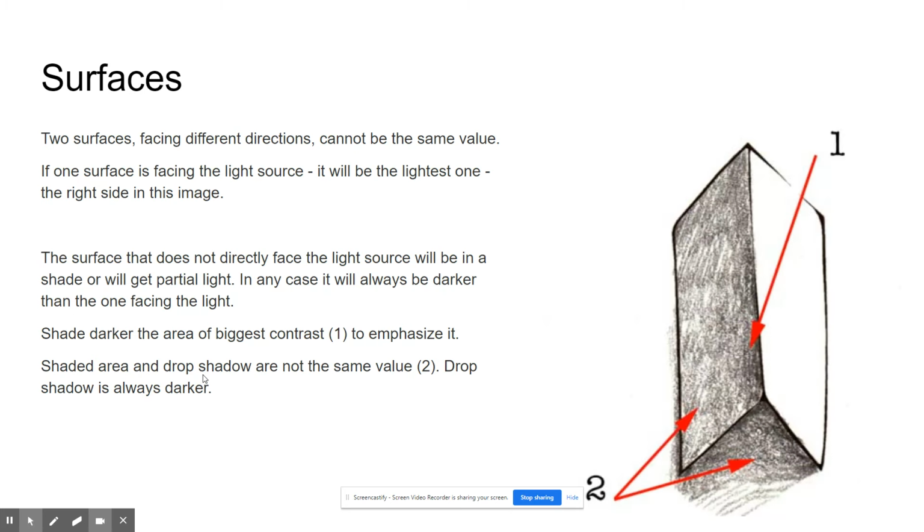So let's talk about the surface. Two surfaces facing different directions cannot be the same value. As you see over here, these are not the same value because they are facing two different directions. One surface is facing the light source over here, and it will be the lightest one. The surface that does not directly face the light source will get partial light and will be darker. So that's this one over here.